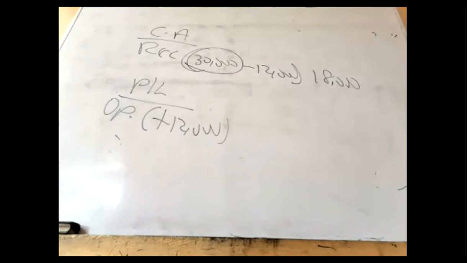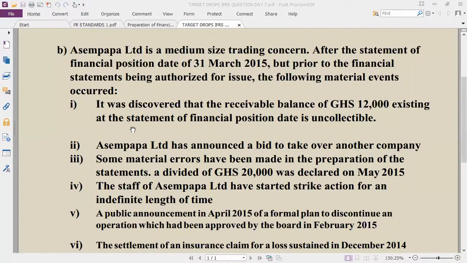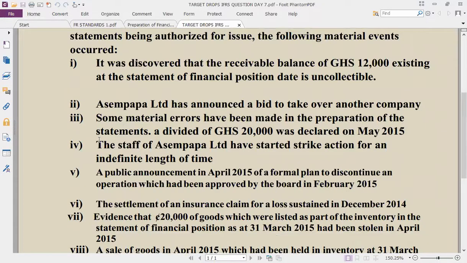Let's look at the remaining ones. Note 2: Papa Limited has announced a bid to take over another company. Non-adjusting. A formal plan of a major business combination. Good.